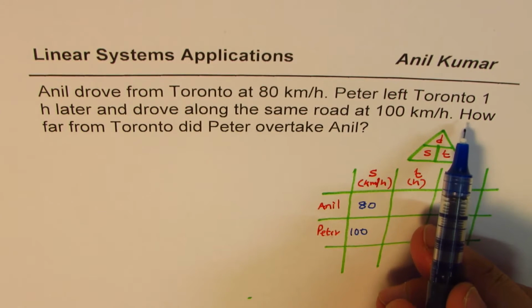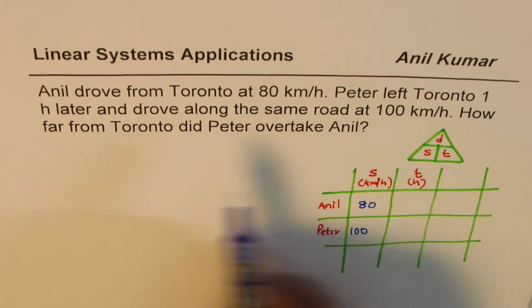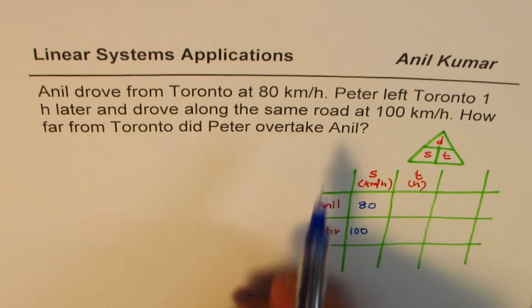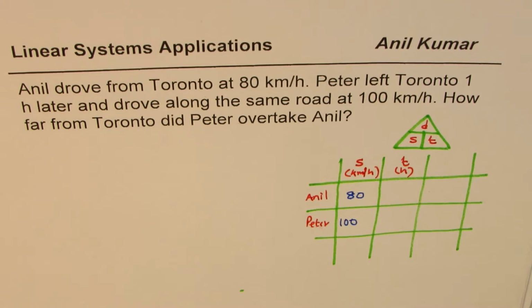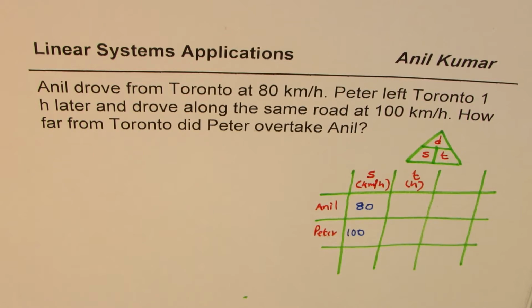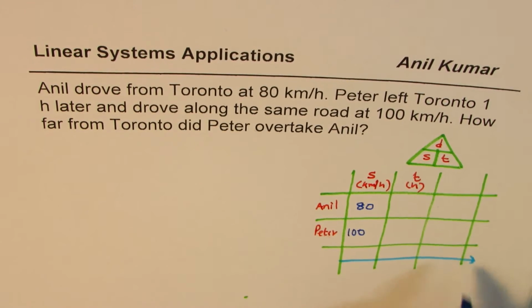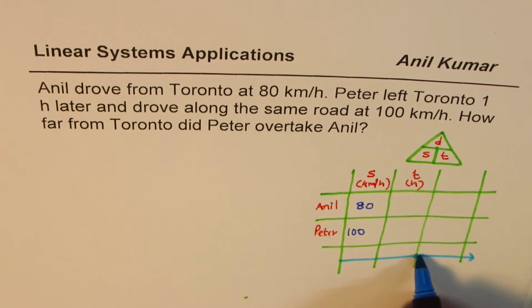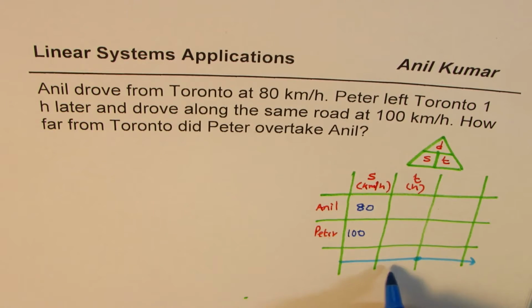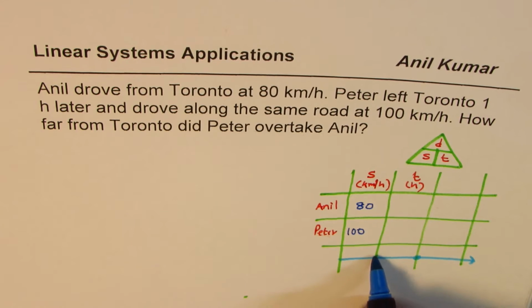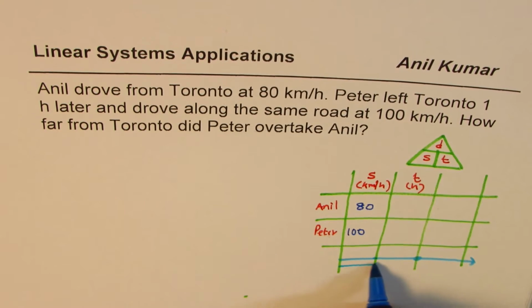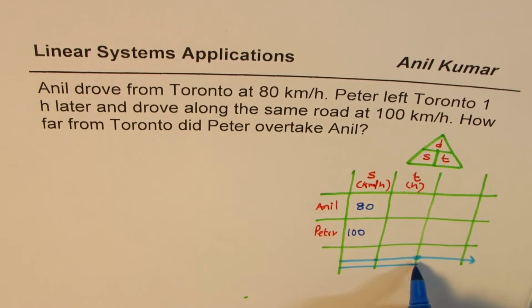Now let's look into the latter half, which is how far from Toronto did Peter overtake Anil? Now that distance is the same for both, right? So the idea here is that if Anil drove some distance, let's say Anil starts from here and is driving. Now in that case, let's say at this point, Peter overtakes. So by the time Peter starts, Anil is already far ahead, right?